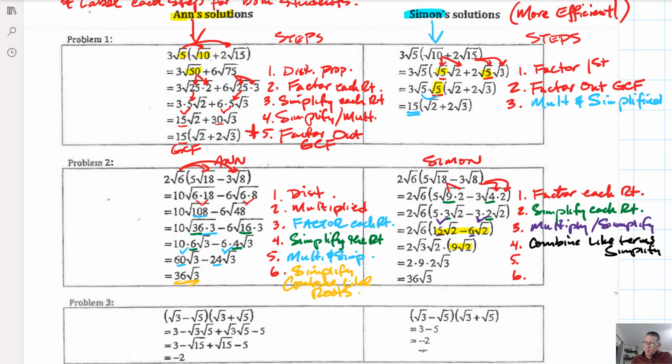Step 5, what did they do? Let's see. Looks like he went from root 6 to root 3 times root 2. So he factored again. He factored the root. He went from root 6 to root 3 times root 2. They're the same, right? Root 6 is the same as root 3 times root 2. And then that's step 5.